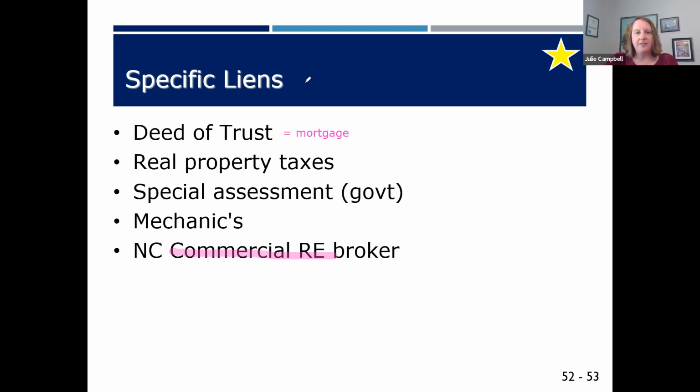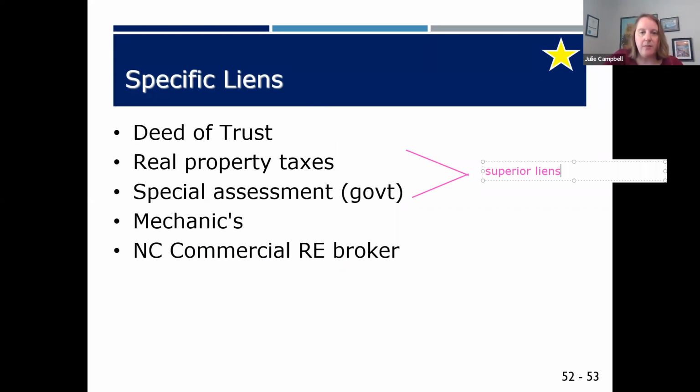Real property taxes and government special assessments, we're going to learn in just a minute, together are also referred to as superior liens. Real property taxes and government special assessments are superior liens, meaning they will always get paid first.